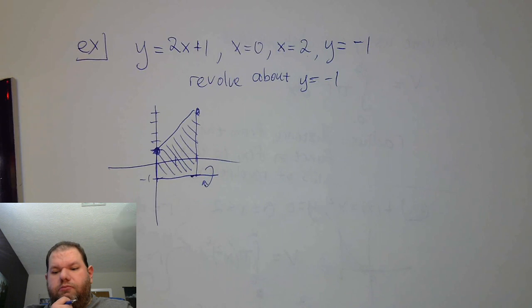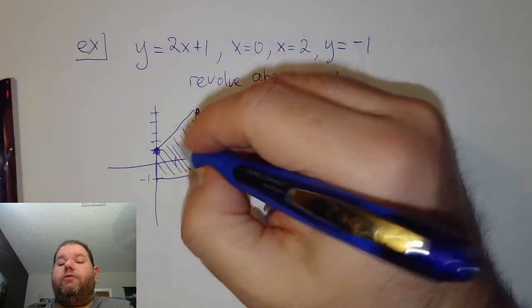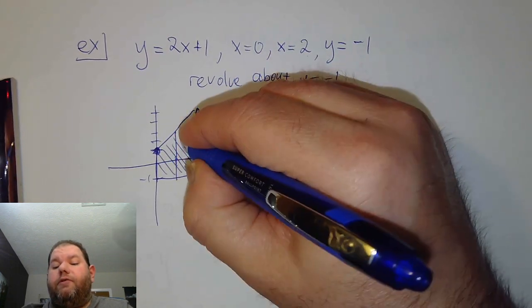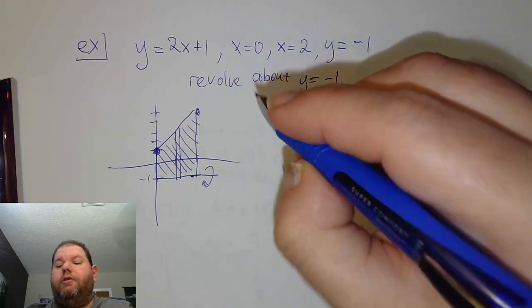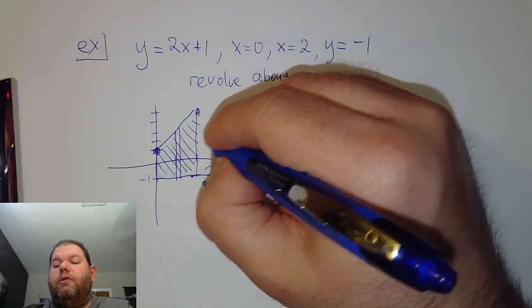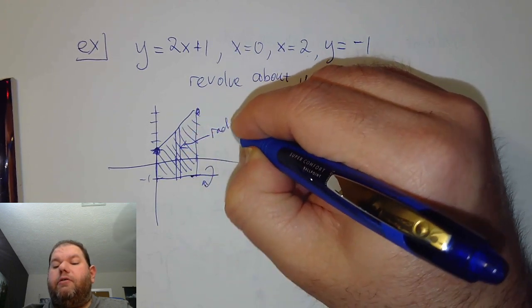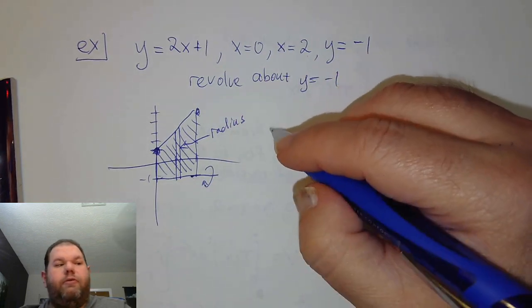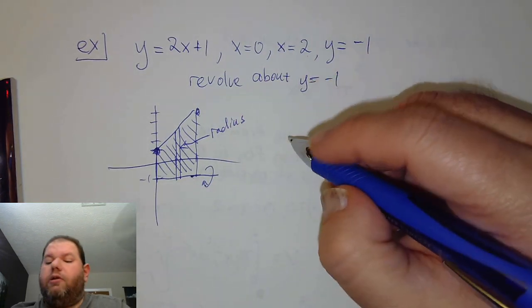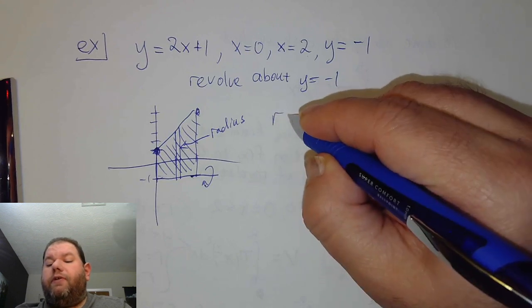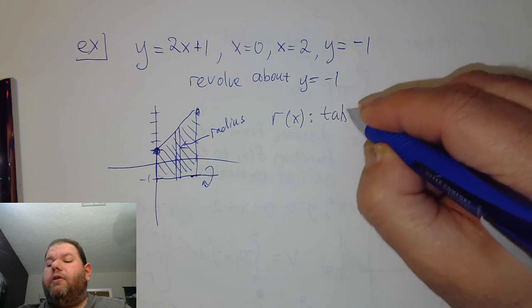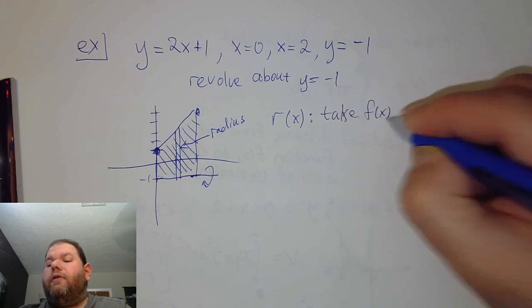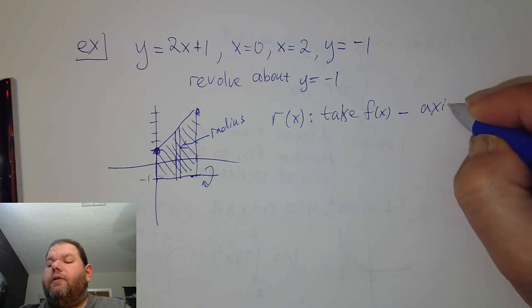Now, the one thing we always want to figure out is what is the radius function. The radius is kind of the vertical component here from the top edge to the axis of revolution. So that's our radius right there. And so we go back to what we talked about before, where to find the radius, r of x, we take f of x minus the axis of revolution.